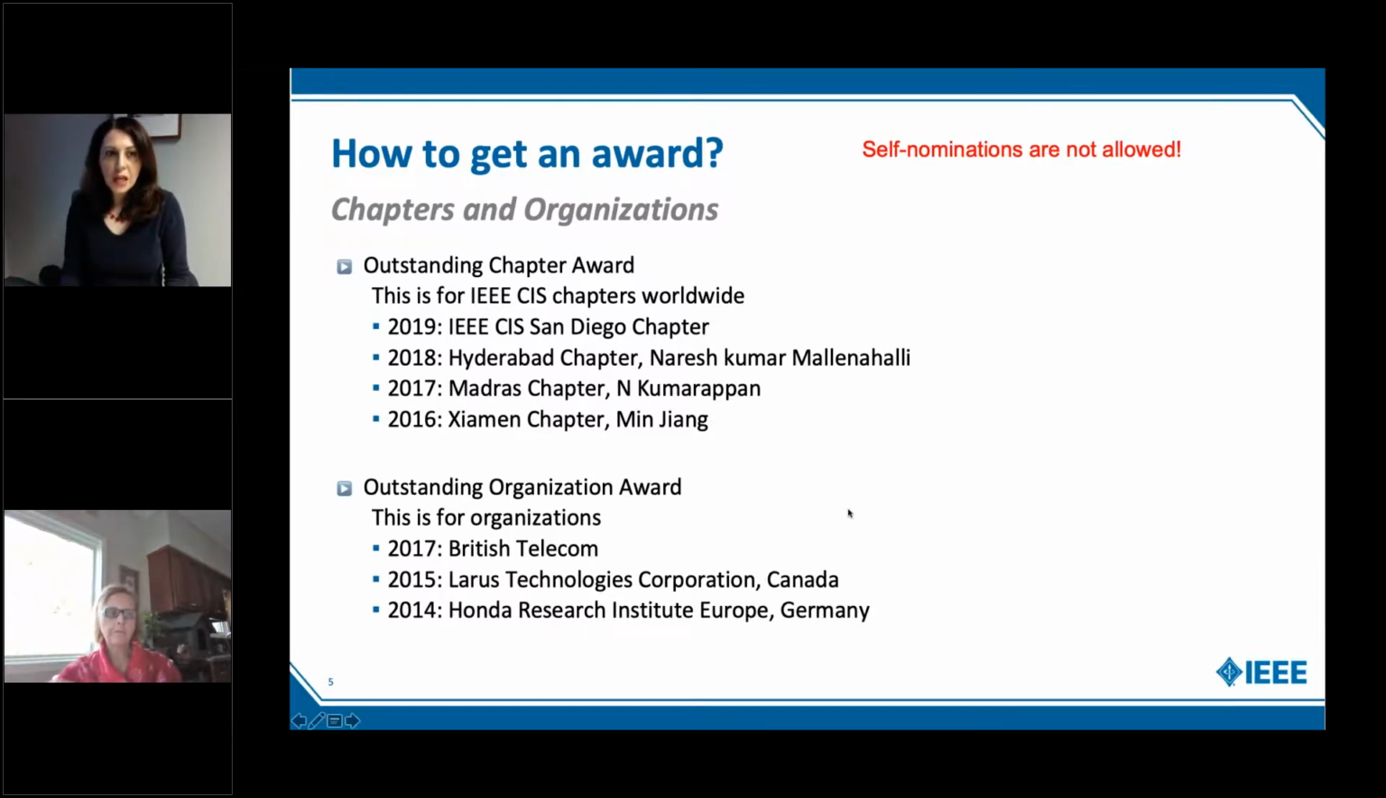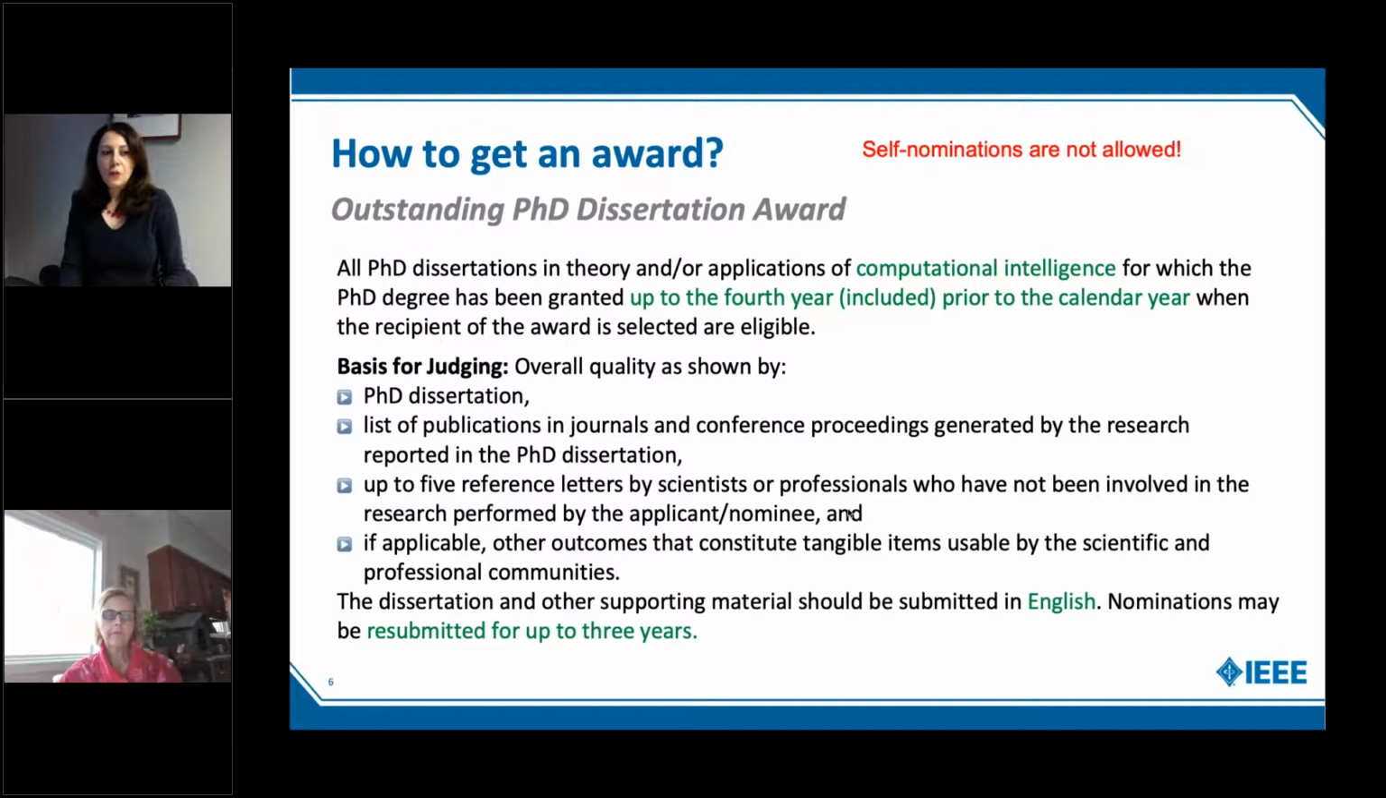So now there are two awards that you can actually apply for if you are a PhD student or an early career researcher. The PhD Dissertation Award is something that you can apply for if you are a PhD student or just finished your PhD in the last 4 years. And it's a very nice thing if you get this award.